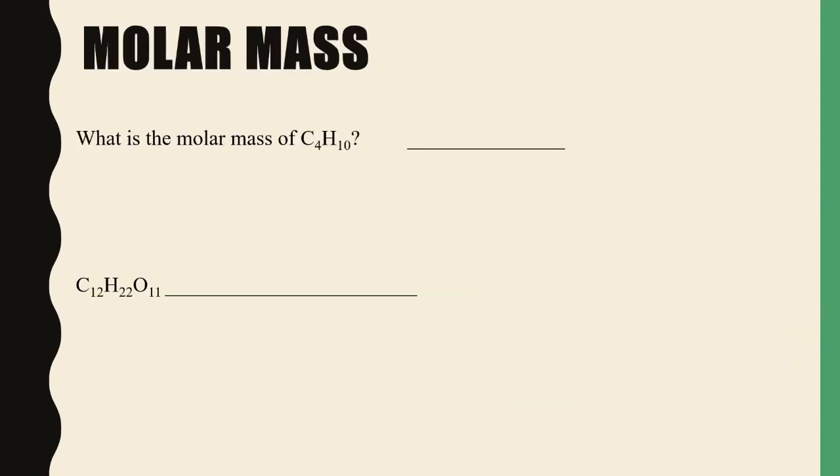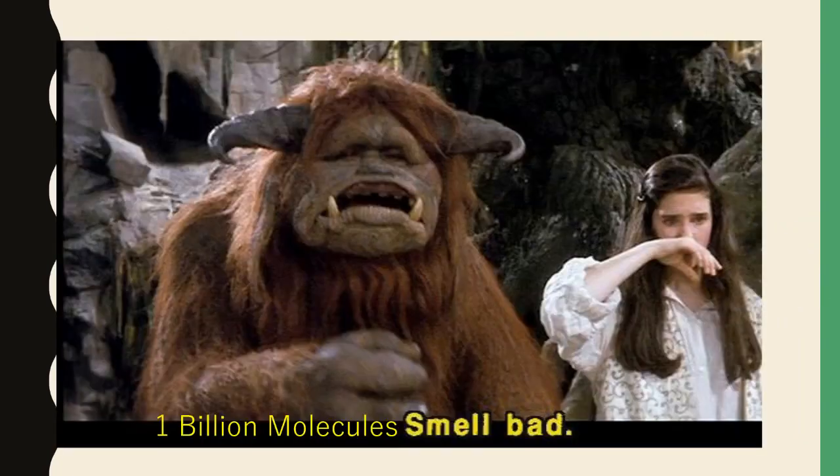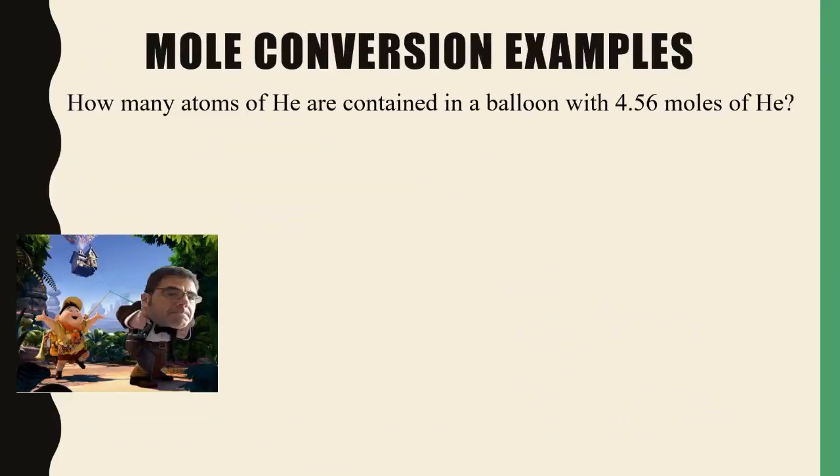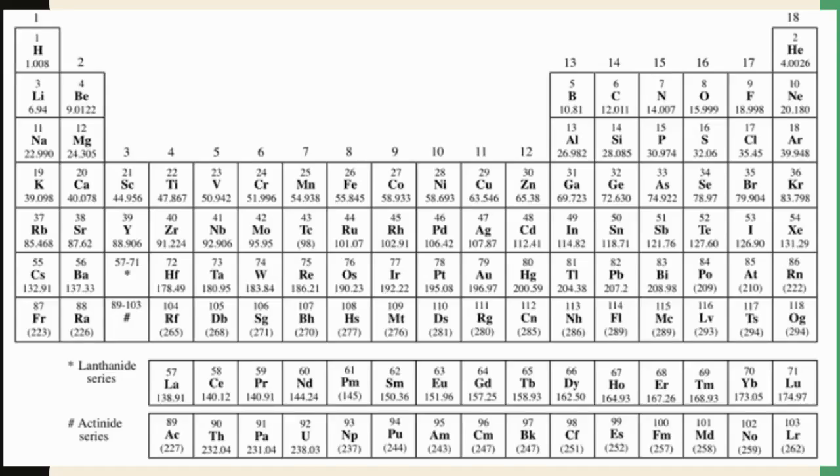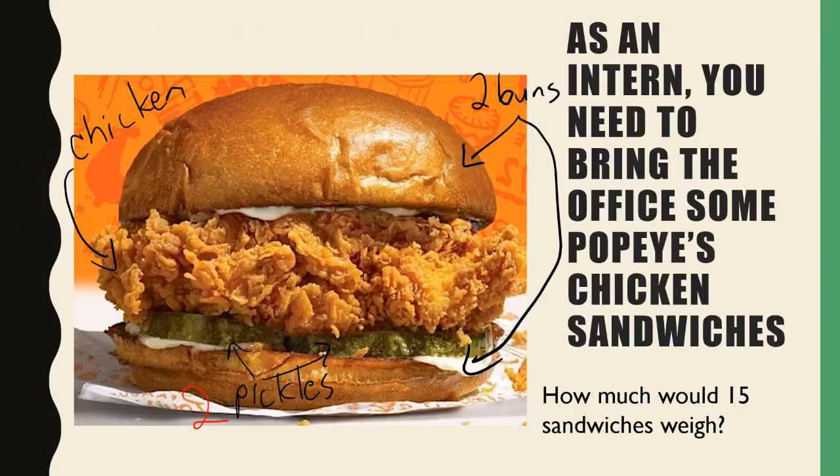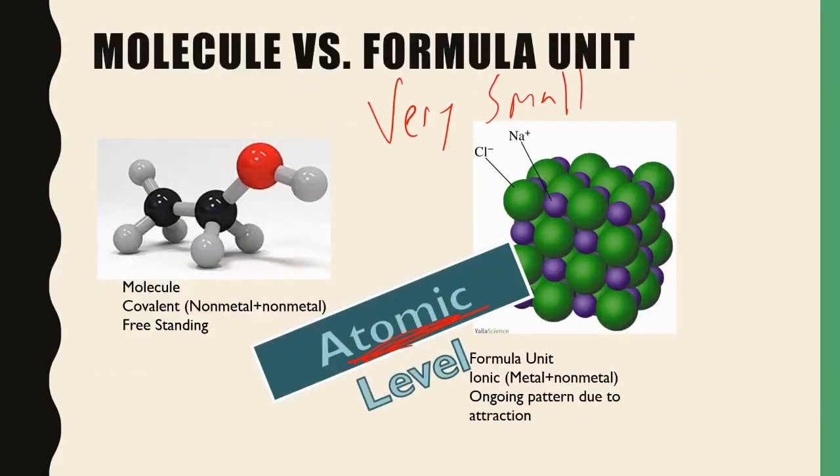So what's the molar mass of C4H10? So if you go to the periodic table, I should put a periodic table closer than this, but bear with me. All right, so C4, so you got 4 of these and 10 of those. Okay, so 12.01 and 1.008. So honestly, for all intents and purposes, hydrogen's 1. That's what we do.